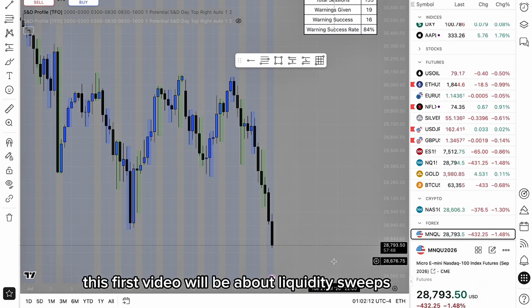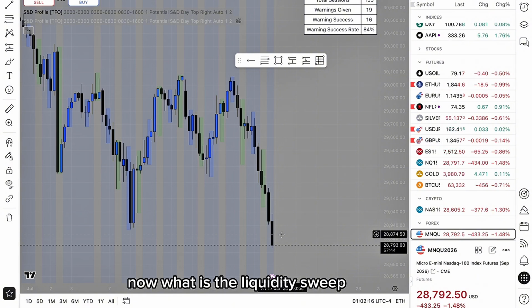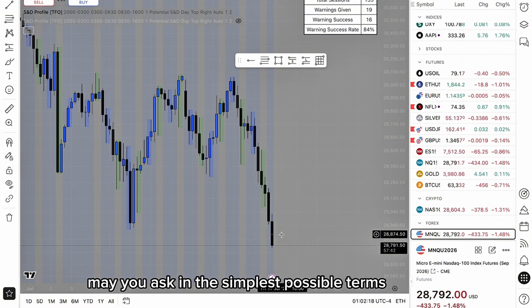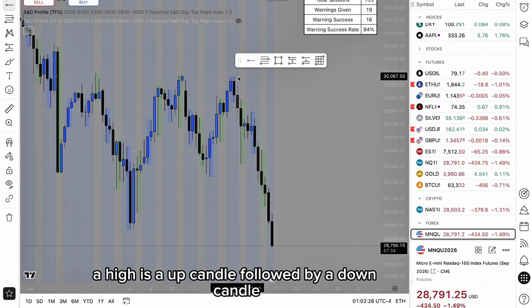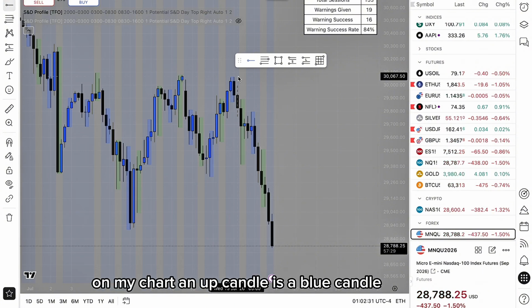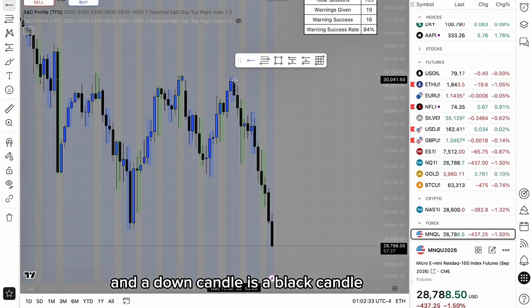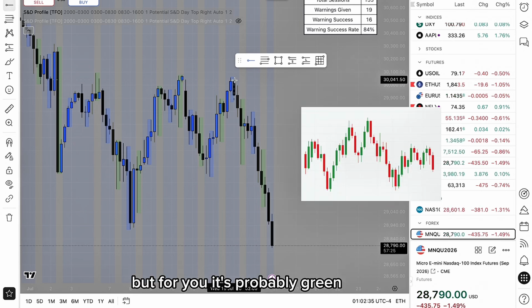This first video will be about liquidity sweeps. Now, what is a liquidity sweep, you may ask? In the simplest possible terms, if you know already, we have highs and lows in the market. A high is an up candle followed by a down candle. On my chart, an up candle is a blue candle and a down candle is a black candle. But for you, it's probably green, and the down candle is red.